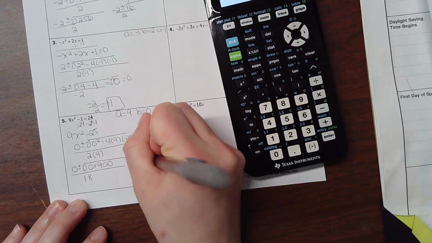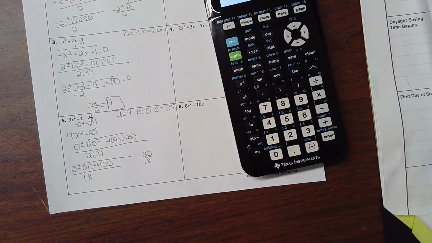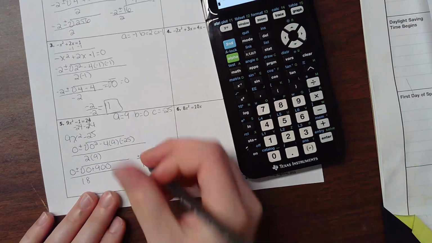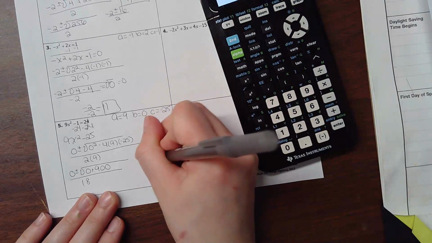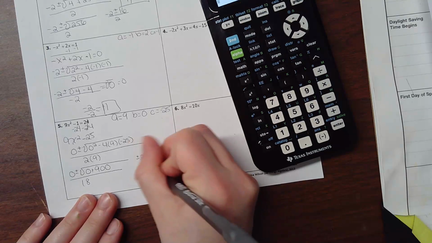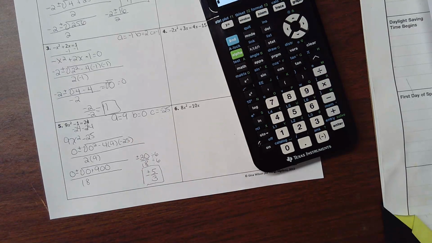So I have 30 over 18, plus or minus, right? I'm going to keep the plus or minus. So I can simplify this fraction by dividing by 6. So I get 5 over 3 plus or minus. So those are both my solutions.